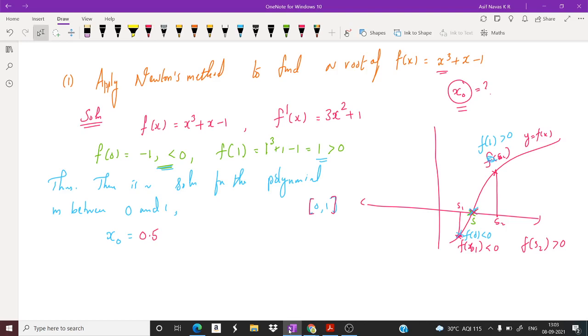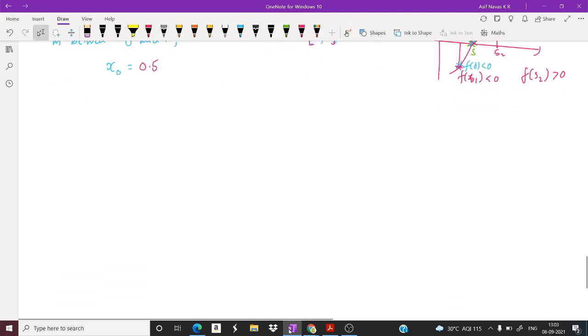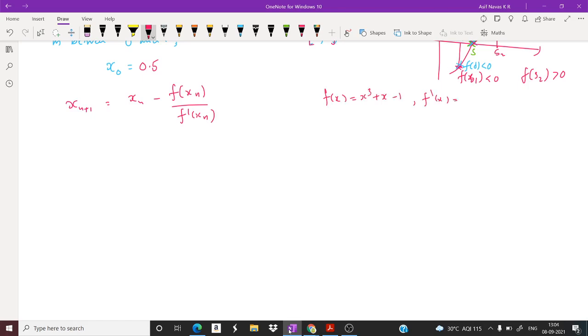So now you write down the formula. x n plus 1, the Newton-Raphson formula, is x n minus f of x n divided by f dash of x n. And we know that f of x is x cube plus x minus 1, and f dash of x is 3x square plus 1. Now I am writing x1. For doing this, you must have a scientific calculator. Okay, you must buy a scientific calculator.